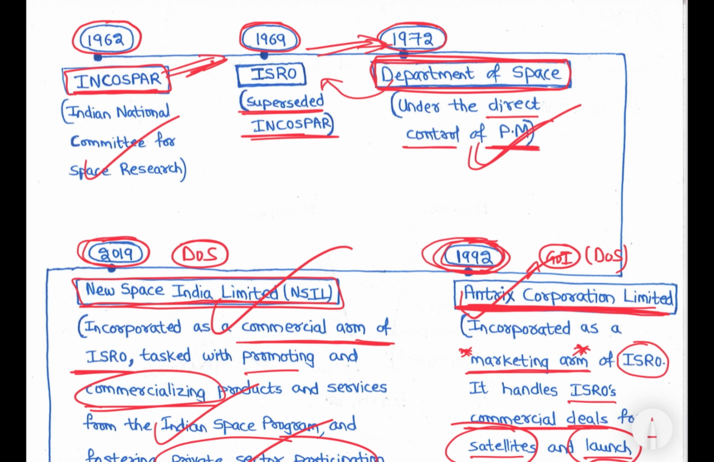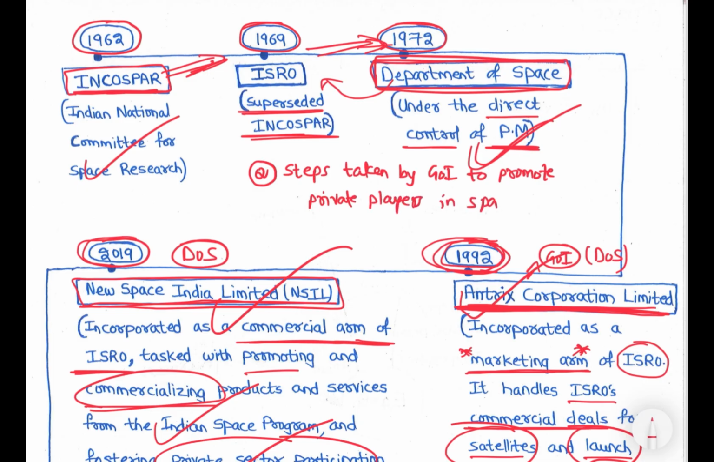And one thing: in prelims, I don't think many questions will come from here, but in mains a question can be asked with respect to steps taken by the Government of India to promote private players in the space sector. A question can be asked for 10 marks, or they can attach some other question and ask. So what steps will you mention?